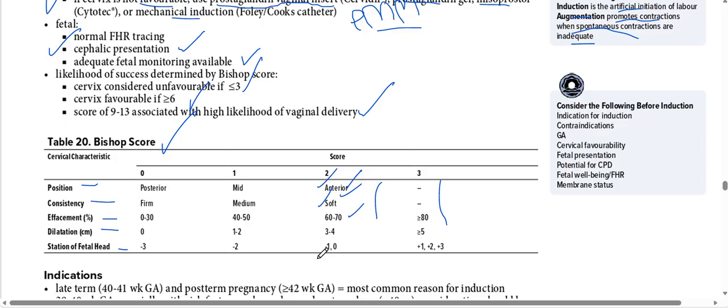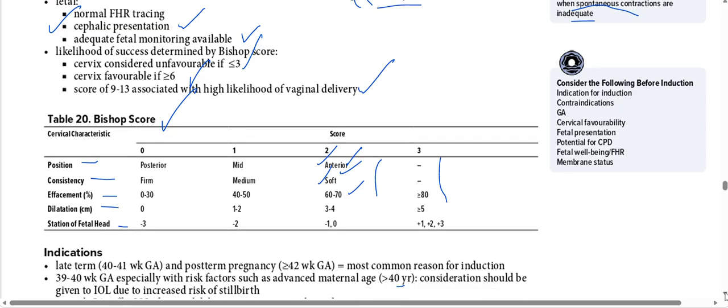A score of 9 to 13 is associated with a high likelihood of vaginal delivery. Now, consider the following before induction: the indication for induction of labor. We need to see that we have all the necessary indications, and we keep all the contraindications in mind: gestational age, cervical favorability or Bishop score, fetal presentation, the likelihood of cesarean delivery and how we are going to manage it, fetal heart rate and fetal well-being monitoring, and membrane status.